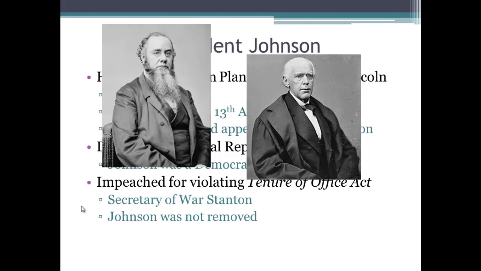And he was tried in the Senate. And Chief Justice Salmon P. Chase here was the judge in his trial. He is from Cincinnati, in case you didn't know.